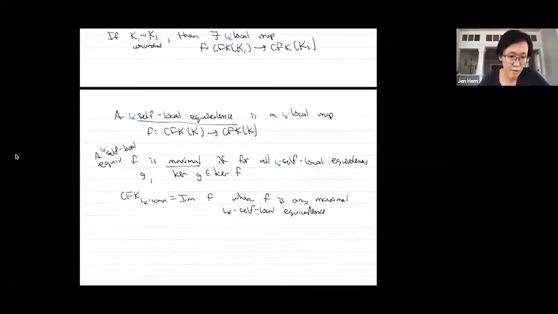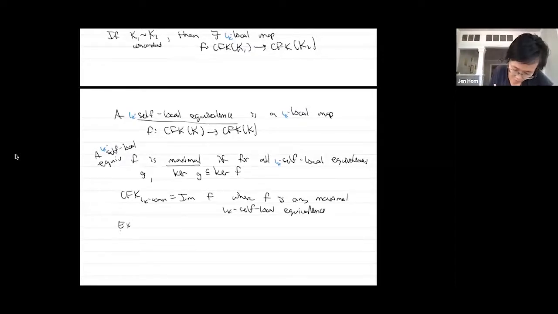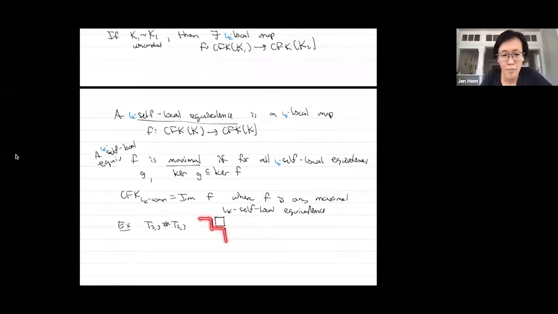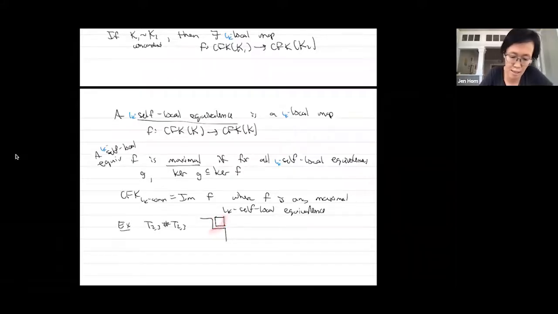So now let's look at some examples. If you look at the connected sum of the trefoil with itself, before the CFK connected complex was just the staircase, but now if you write down what iota does, iota mixes the square up with the staircase. So it turns out that the iota K connected complex is actually this whole thing, exactly because iota sends part of the square to part of the rest of it.